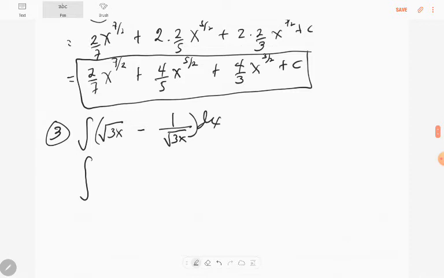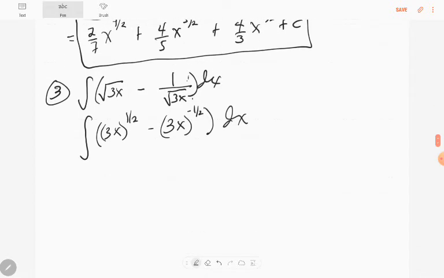rational exponents. So you'll have 3x raised to 1/2 minus, so we'll get the reciprocal, so you'll have a negative exponent when you have the reciprocal, right? So simply you have 3x raised to negative 1/2 dx. Okay, then we're ready to get the integral. So how do you think we will find the integral?